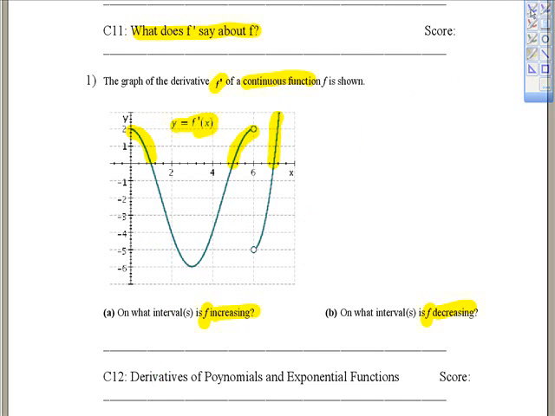Therefore, f is increasing from 0 to 1, again from 5 to 6, and finally from 7, it looks like it goes out to infinity. It appears that this will continue. Decreasing is everywhere from 1 to 5, and from 6 to 7. And that's it. Any questions?